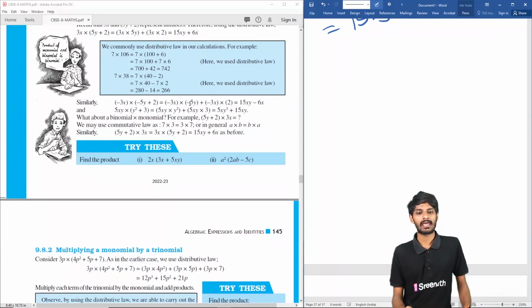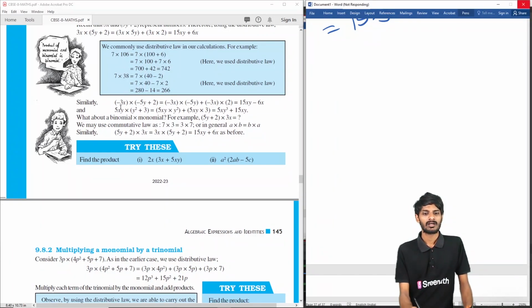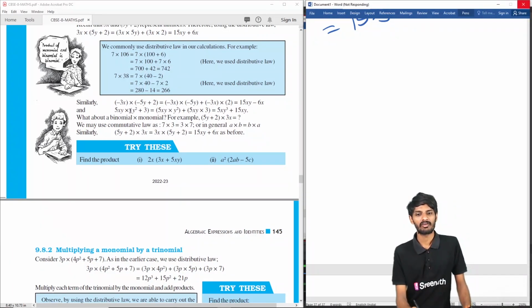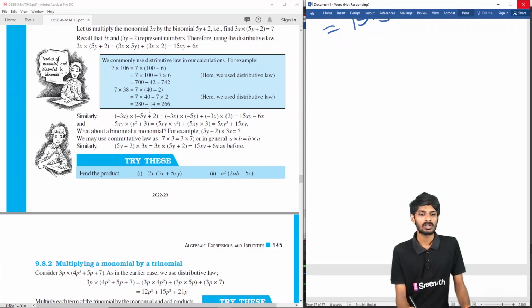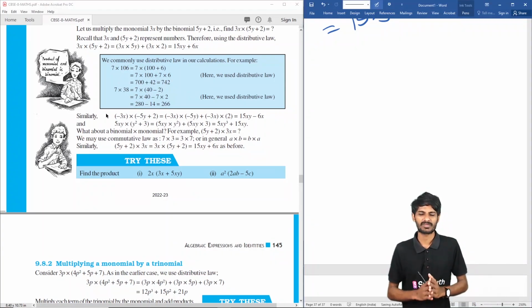Similarly, there is another example. Minus 3x into (minus 5y plus 2). How to do this type of multiplication? I will help you to do this type of multiplication also. Here the same procedure, students. What we follow is the same every time.